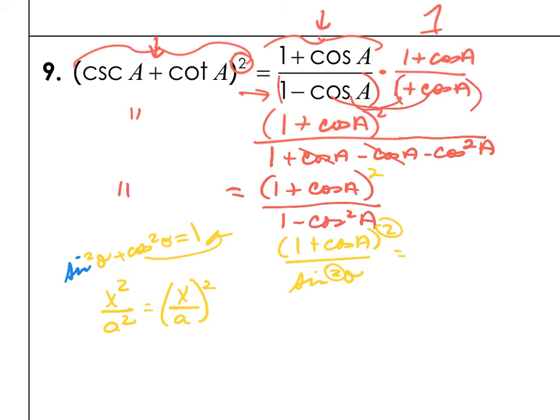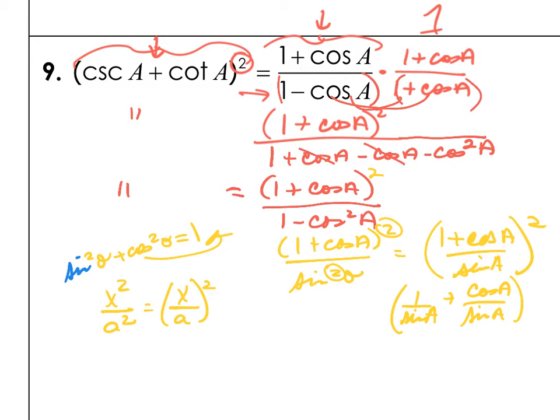So I'm going to rewrite that as 1 plus cosine of a. This will give me the power to split them apart, and I think it's going to get us there. They can be squared individually or together. So what this does is it allows me to say (1 over sine of A plus cosine of A over sine of A), and that's squared.